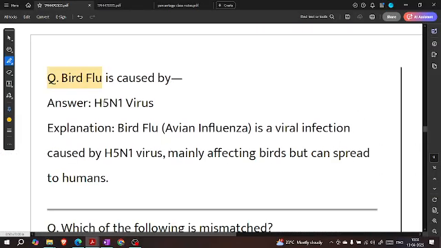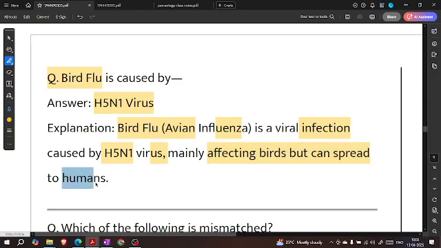Bird flu is caused by H5N1 virus. Bird flu, avian influenza, is a viral infection caused by H5N1 virus, mainly affecting the birds but not spread in humans.